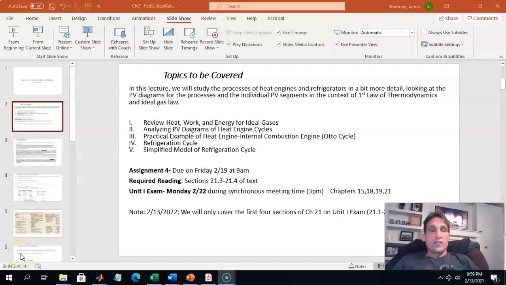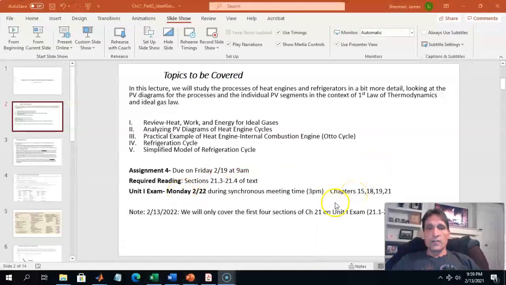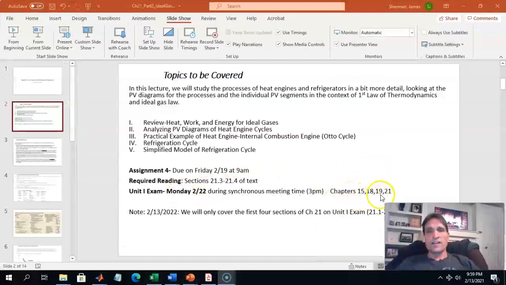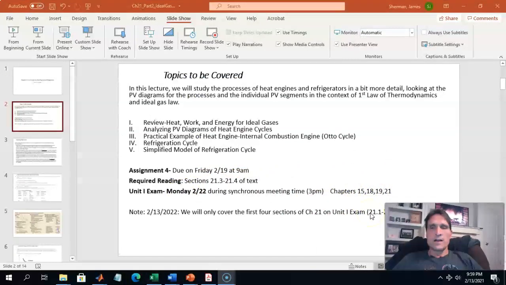Okay, we're back here. It's Thursday for our final set of notes on Chapter 21, dealing with heat engines and refrigerators. It's not only the final set of notes for the chapter, but the final set of notes for the first unit, which means unit exam, Monday the 22nd, covering chapters 15, 18, 19, and 21. On this last chapter, we're only covering sections 1 through 4 on the exam, so we will finish that up today. So where did we end up?